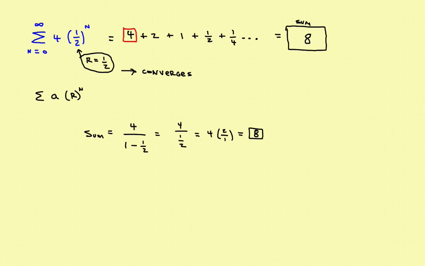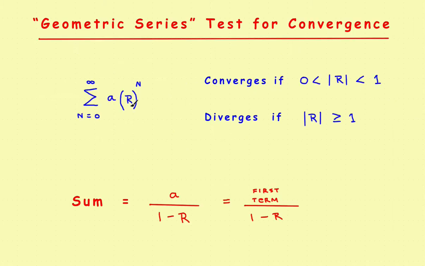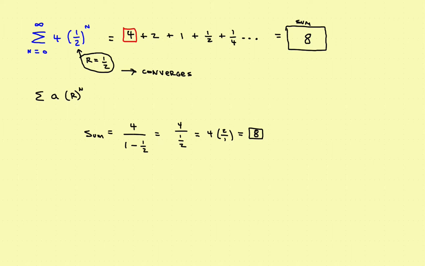So really, looking back at the rules, it's just a matter, first of all, of trying to get it in this form and seeing what r is. If the ratio is less than 1, it converges. If the ratio is greater than or equal to 1, it diverges. And then if it does converge, you'll be able to figure out the sum that it converges to using this formula. So let's try a couple more problems.